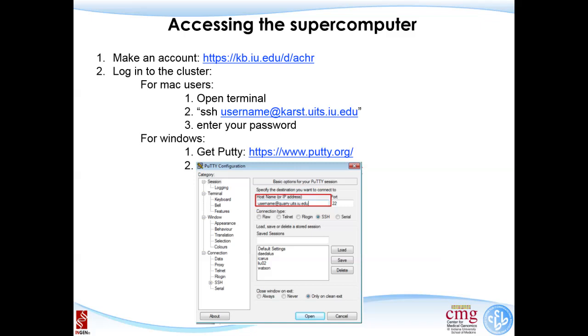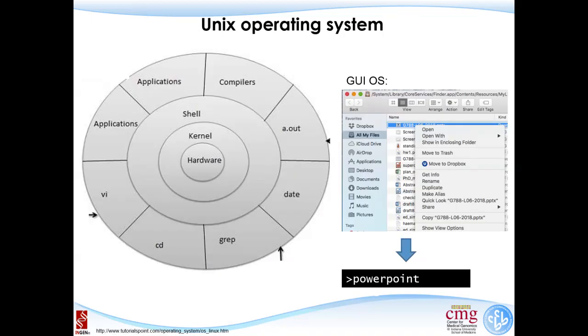So the way that you access these supercomputers is through a terminal, or in this case, I'm showing PuTTY, which is just an SSH client. So if you don't have it, you're going to go to this website and download PuTTY. And then if you're a Mac user, you can just use your own terminal. You don't have to download anything. You just SSH to your space. So that's how you log in.